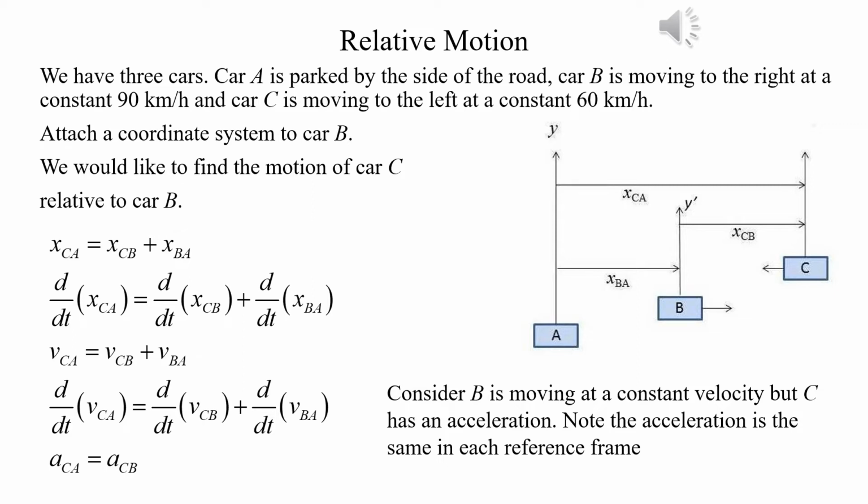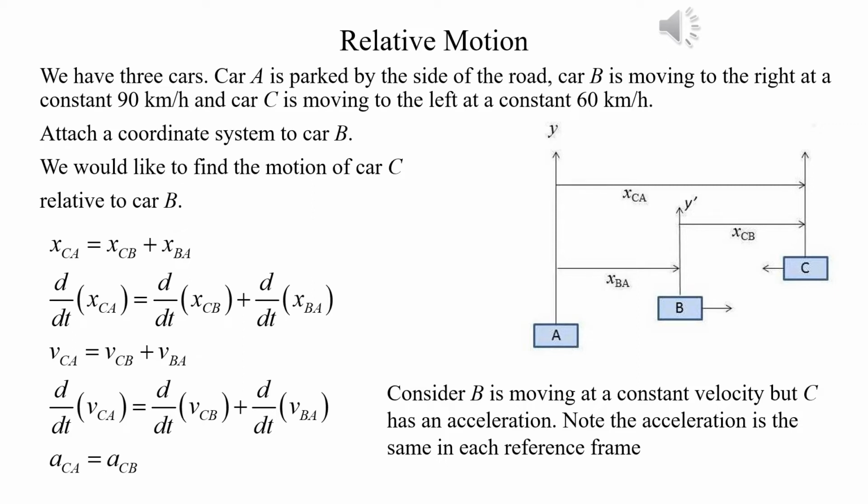d/dt of the velocity of C to A gives us the acceleration of C relative to A. And then d/dt of the velocity of C relative to B gives us the acceleration of C relative to B. And d/dt of B to A is 0 because the velocity of B relative to A is constant. So then we see that the acceleration of C relative to A equals the acceleration of C relative to B.